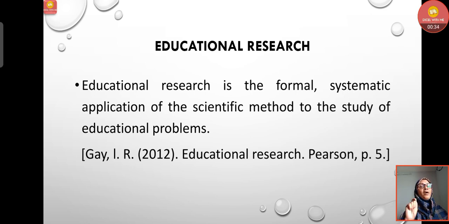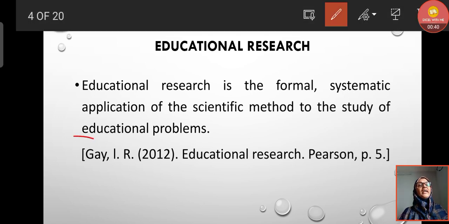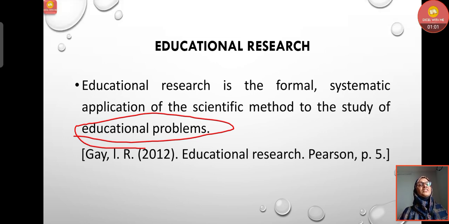Educational research is the formal systematic application of the scientific method to study educational problems. This is the important point we have to remember related to educational research. Whatever problem we take, formally we take the things and we follow the systematic procedure, scientific method, to inquire about the problem related to the educational field. So this is about educational research.